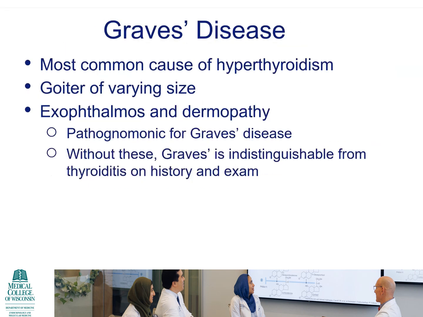Graves' disease is the most common cause of hyperthyroidism. These patients can have goiters of varying size. They don't have to have thyroid enlargement, but they can. They often can have proptosis and exophthalmos and Graves' dermopathy. These are really pathognomonic for Graves' disease. Without these things, Graves' disease is really indistinguishable from thyroiditis, which we'll talk about in just a minute.